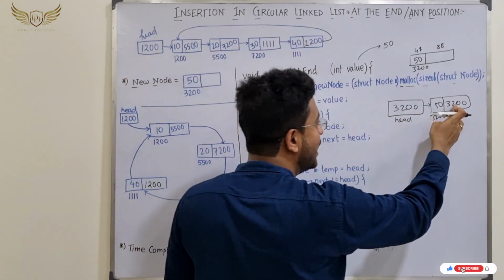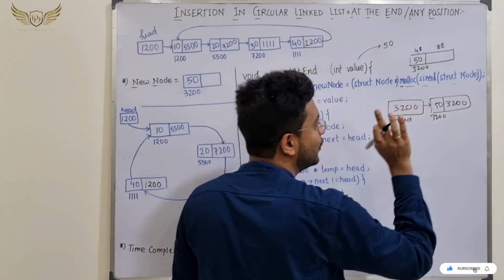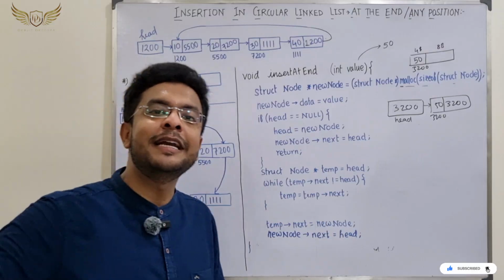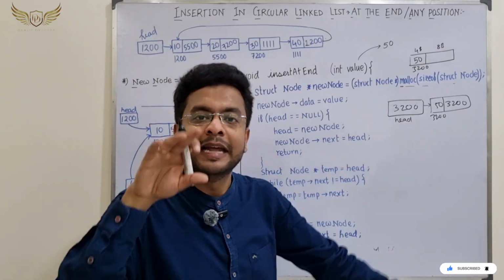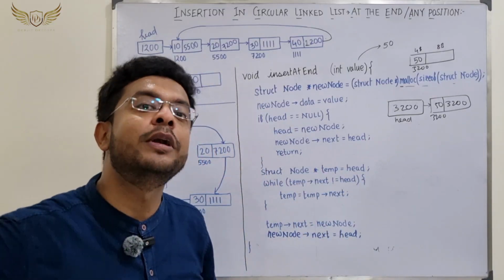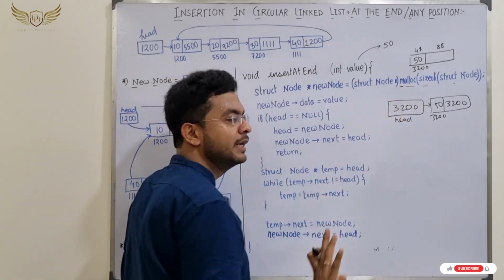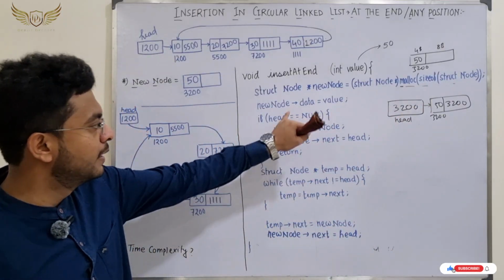So even if there is one node, that should hold the address of itself only, because the last node contains the address of the first node. So if there is only one node, that is the last node and that is the first node. So it should contain the address of itself. Easy peasy. So that is how it is looking, and then it will return.